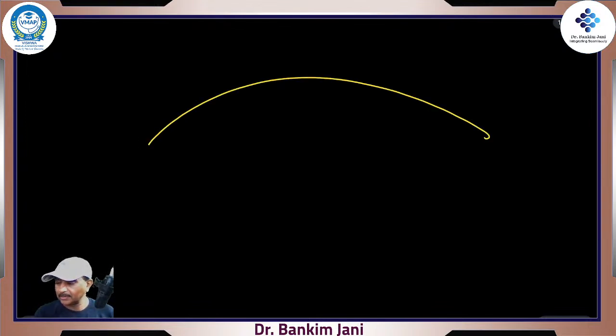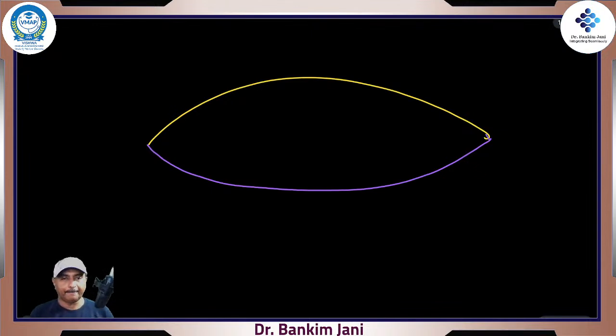This and this, right? So this one below is endoderm, and this one is ectoderm. Okay. So endoderm and ectoderm. Yeah, what's the question?